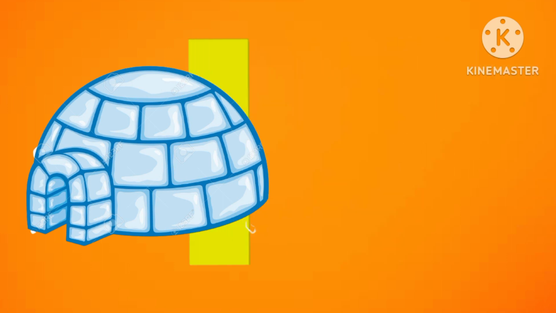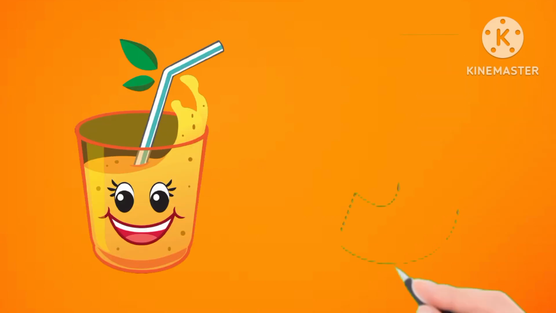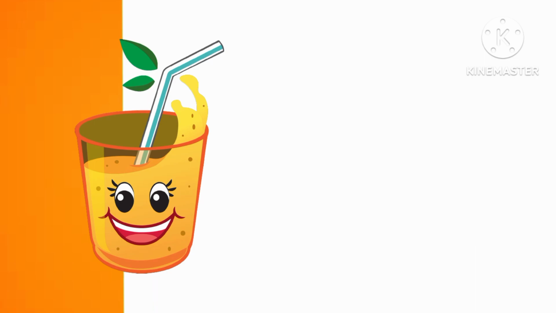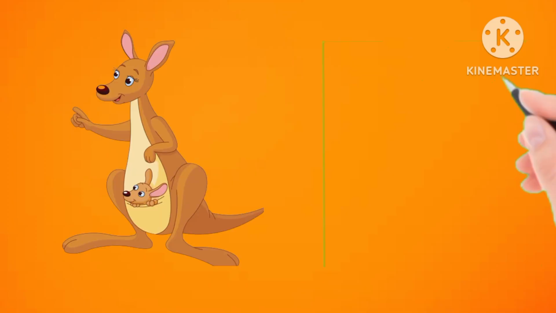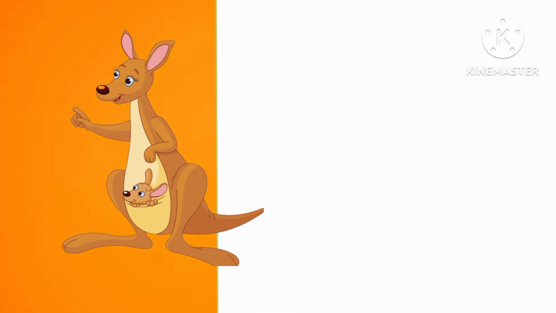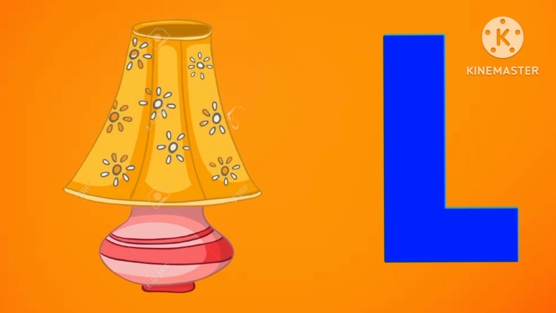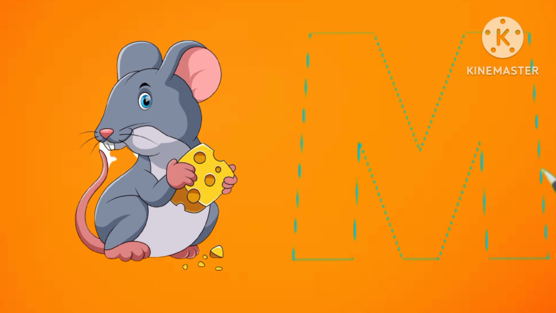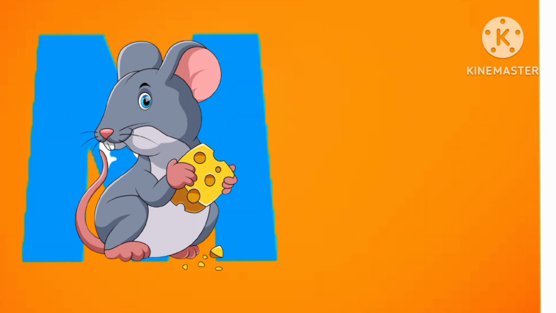I for igloo. J for juice. K for kangaroo. L for lamb. M for mouse.